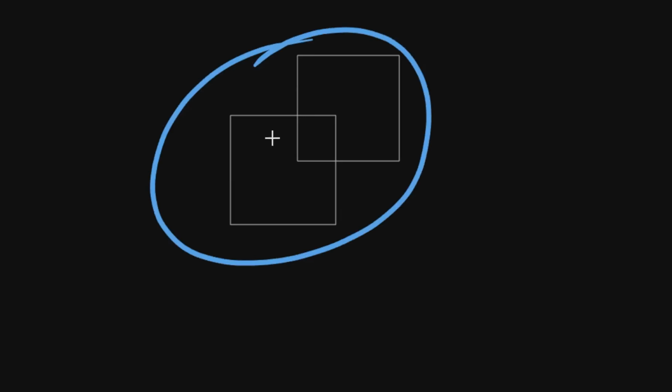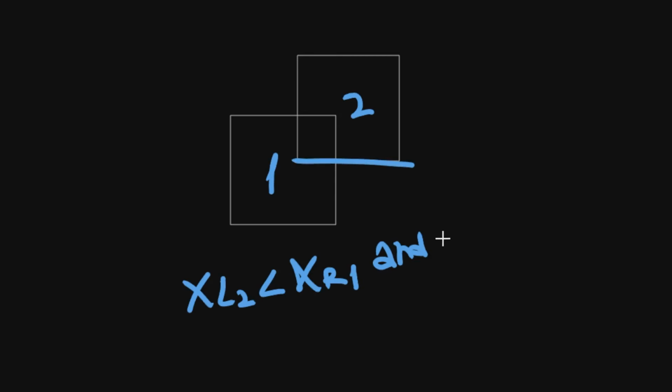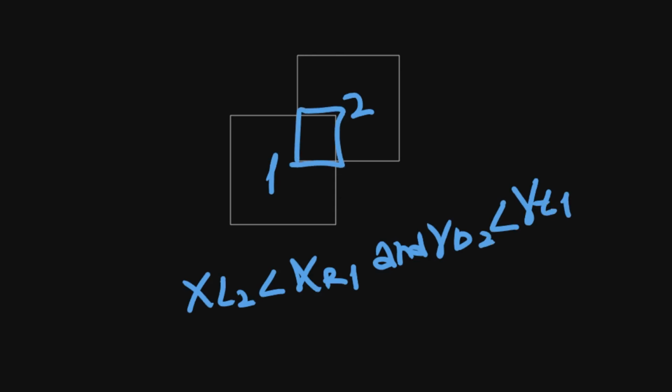Let's say that we have these two shapes. So this is shape number 1, this is shape number 2. How do we check if we have an intersection here? Well, we can check if the left bound of shape number 2, meaning XL2, is smaller than the right bound of shape number 1, meaning XR1, and if the bottom bound of shape number 2, meaning YB2, is smaller than the top bound of shape number 1, meaning YT1, well, in this case, we have this intersection.